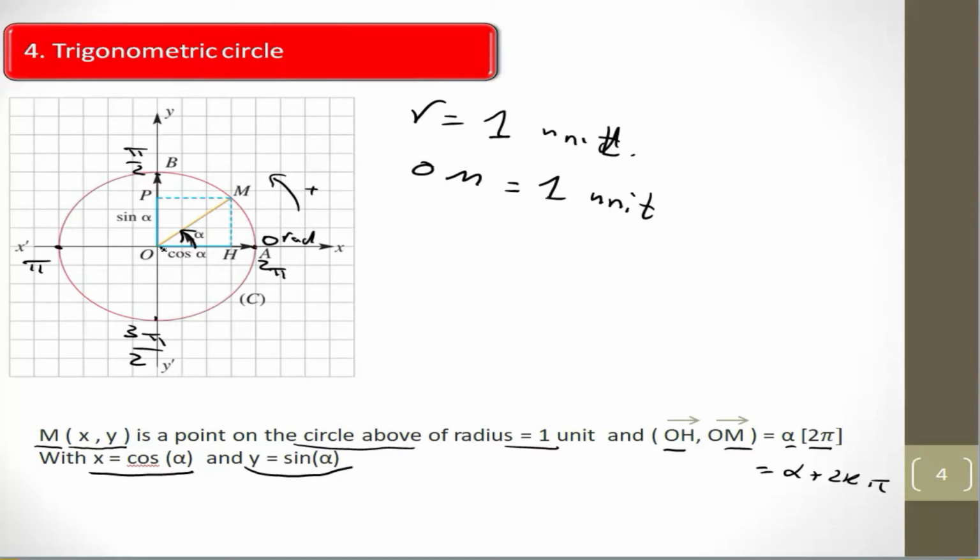The x of M is here, and this is the y of M, which is here. So we say in the trigonometric circle that the x-axis represents the cosine and the y-axis represents the sine of any angle on the circle. That is the trigonometric circle in general.